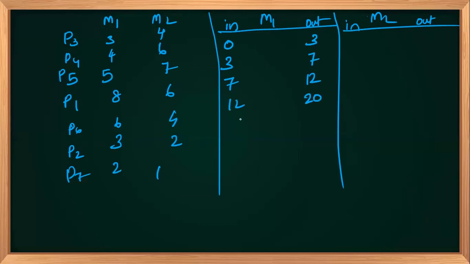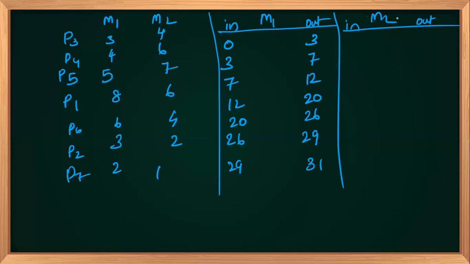So at 20, we can start P6. It will take 6 hours, so it will be completing at 26. We can start P2. It will be completing by 29. At 29, we can start P7 and it will be completing by 31.